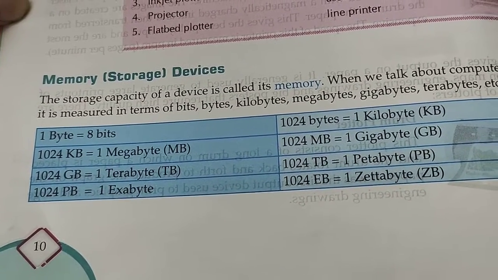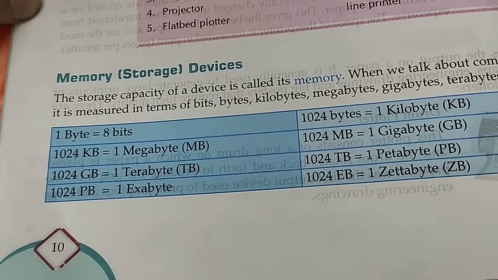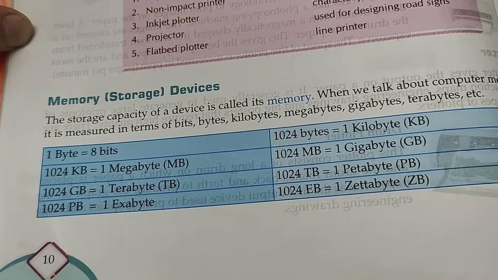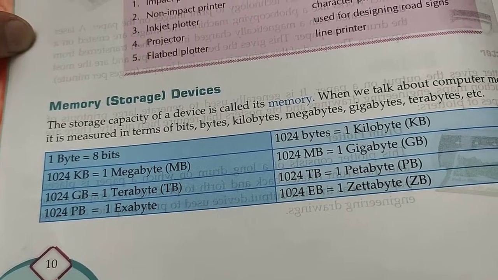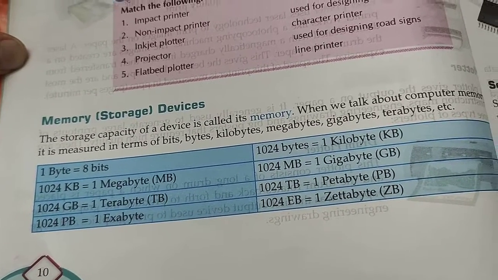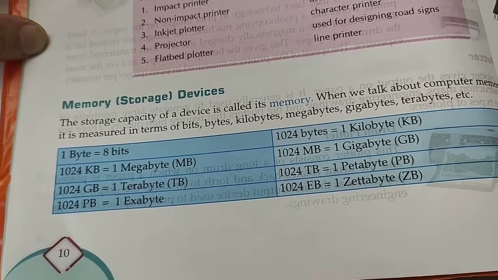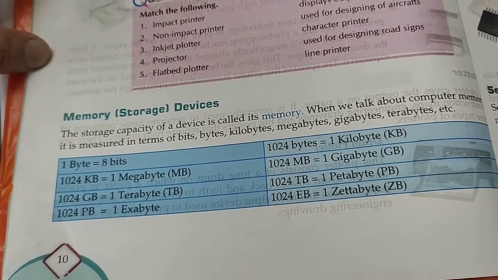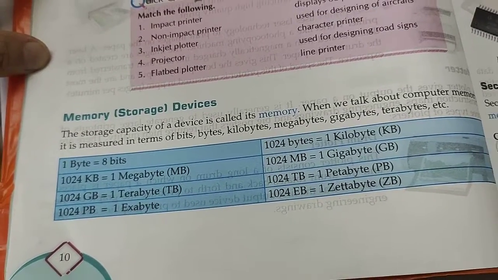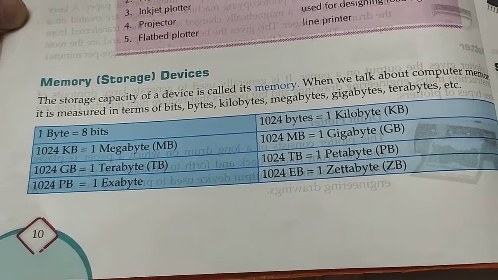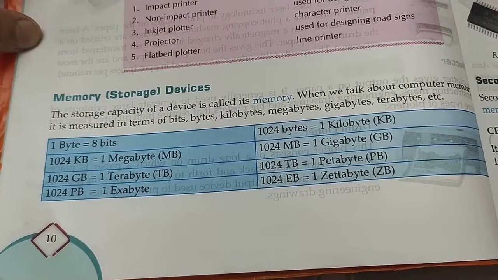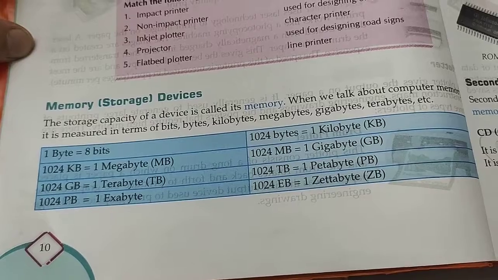And memory in a device is countable, in this way: 1 byte is equal to 8 bits, and 1024 bytes is equal to 1 kilobyte, that is 1 KB, and 1024 kilobytes is equal to 1 megabyte, that is MB, which we are using now, and 1024 megabytes is equal to 1 gigabyte. 1024 gigabytes is equal to 1 terabyte, 1024 terabytes is equal to 1 petabyte, and 1024 petabytes is equal to 1 exabyte, and 1024 exabytes is equal to 1 zettabyte.